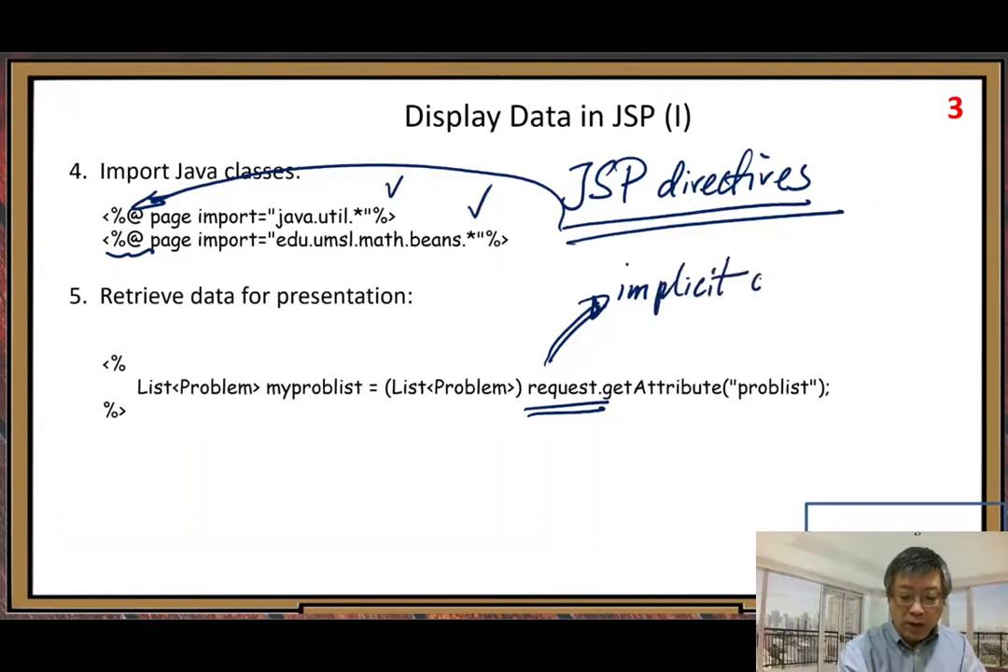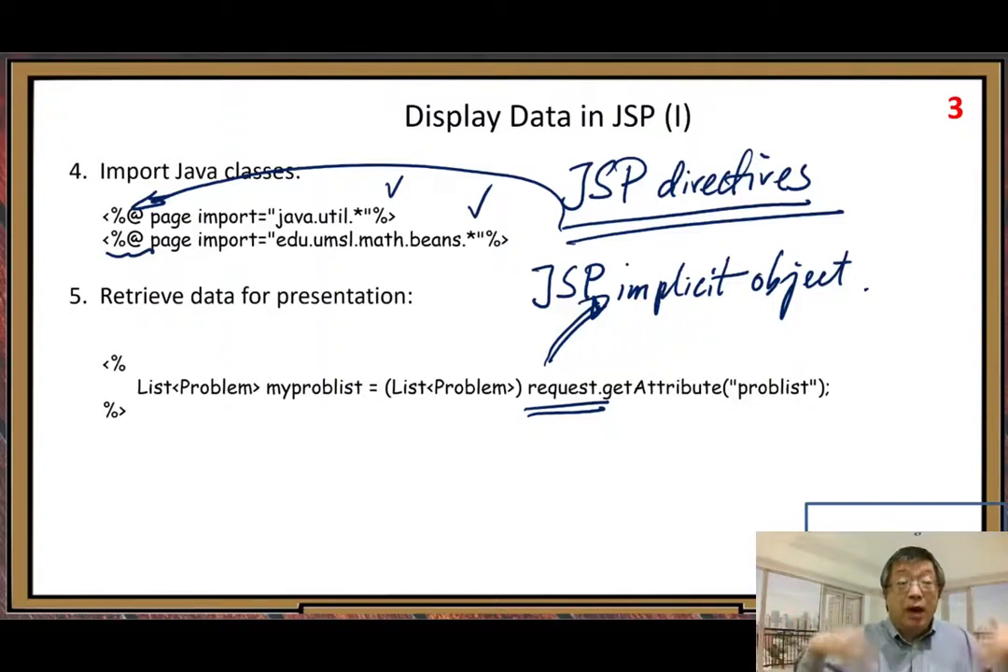JSP implicit objects. We do not need to create them ourselves; we just use them directly. There are 8 or 9 implicit JSP objects. Whenever you need any of them, you just grab and use it. Here we need the request implicit object, so let us grab it and use it.